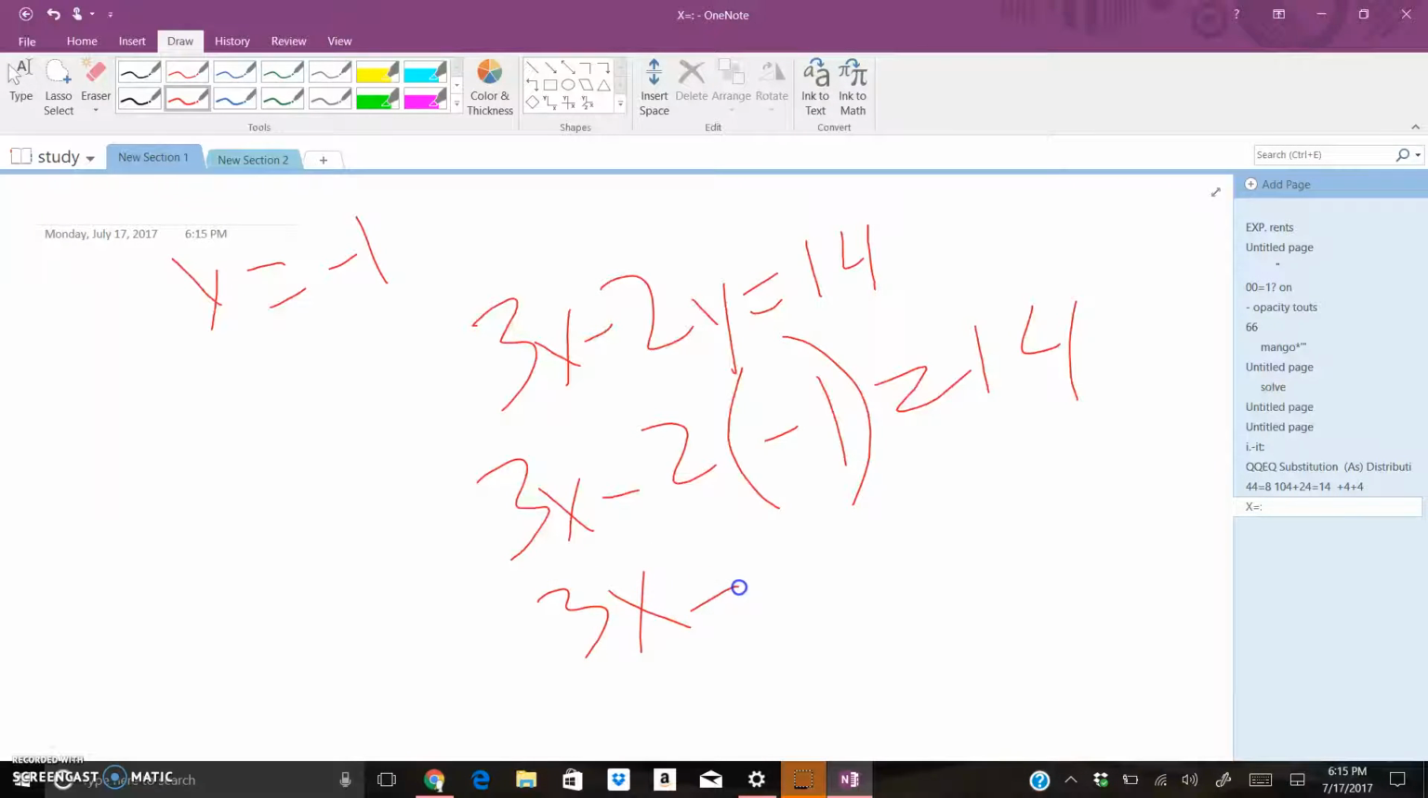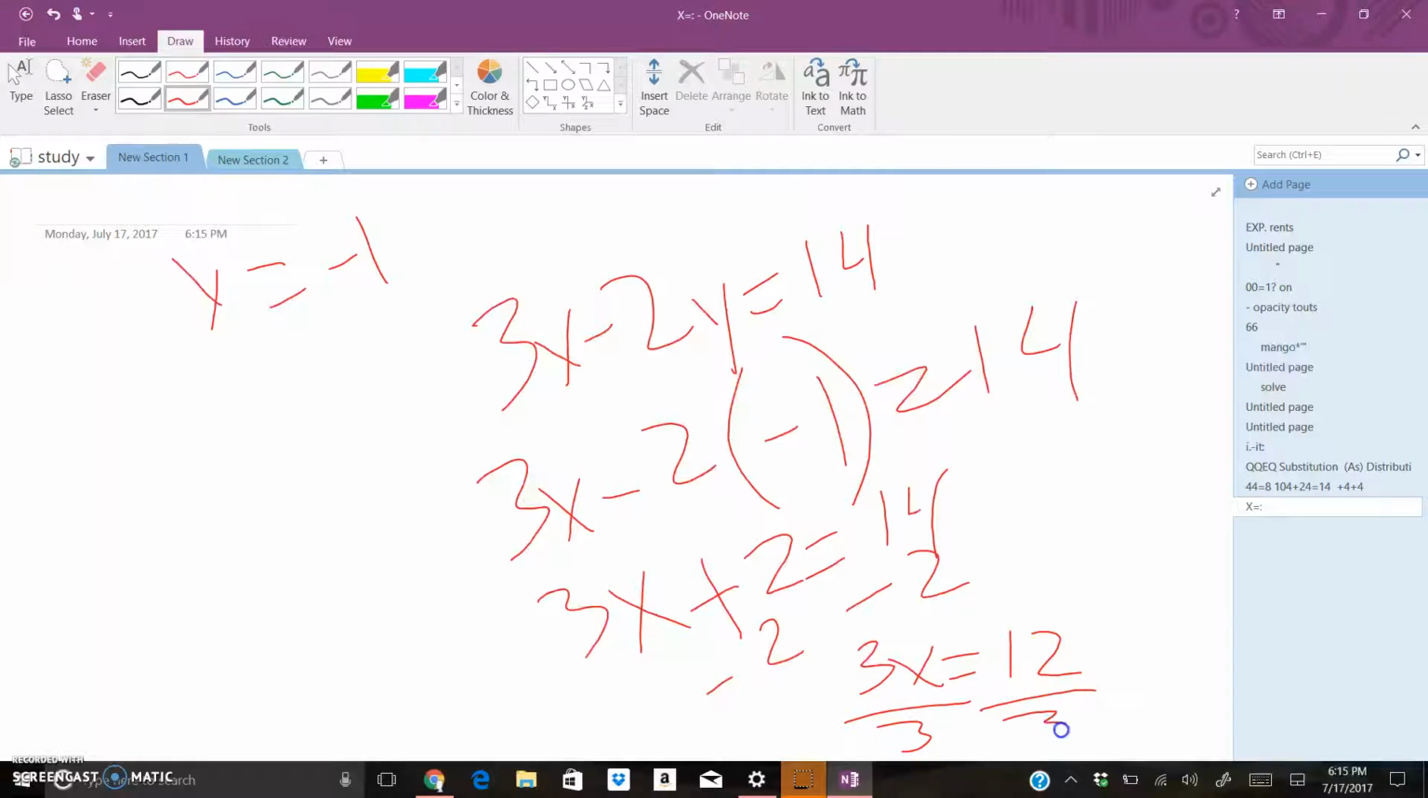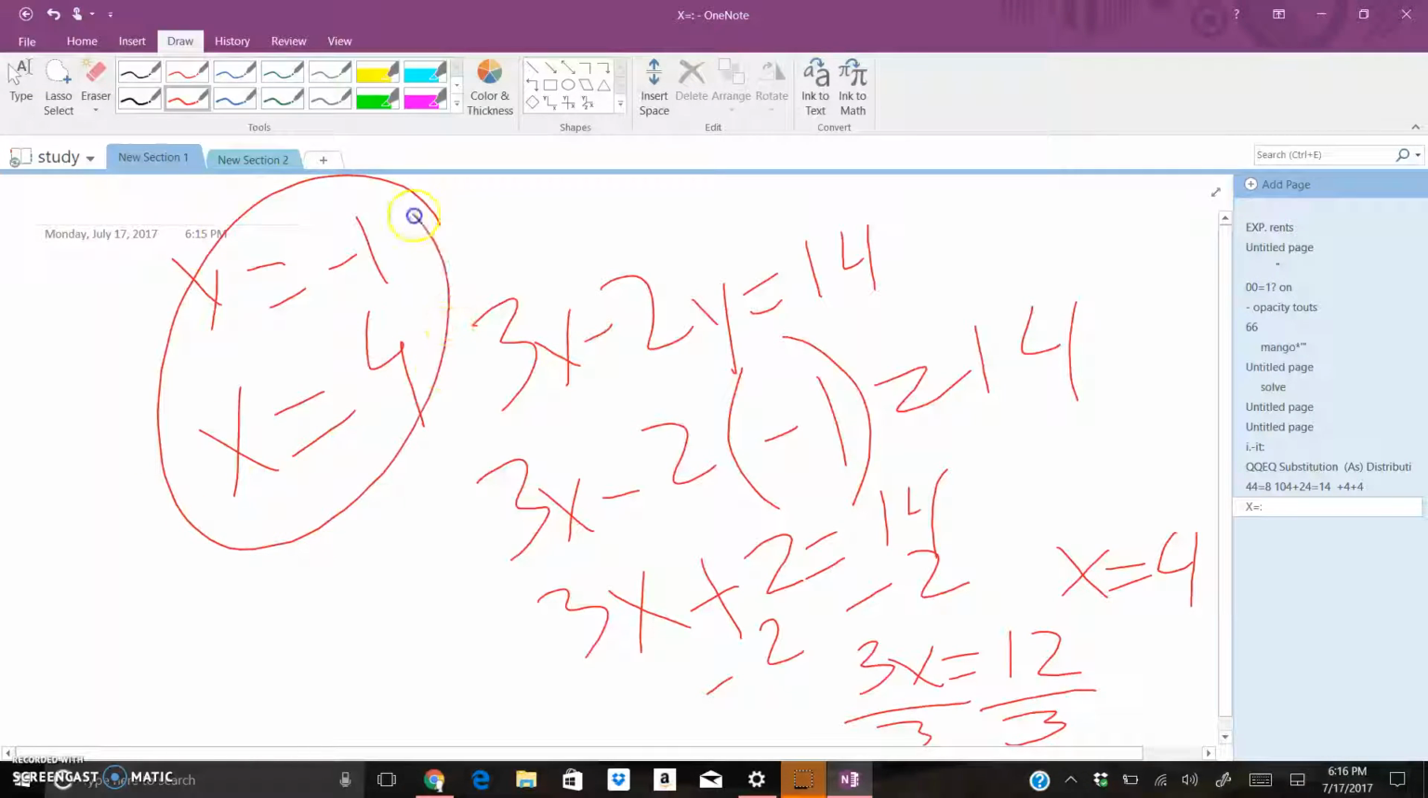3x minus, actually it becomes plus now, because negative times negative is equal to positive. 3x plus 2, because 1 times 2 is 2, is equal to 14. Now we can subtract 2, and we get 3x is equal to 12. And we can divide by 3 on both sides and get that x is equal to 4. And we have just established that x is equal to 4 here. And we have just solved using the elimination method.